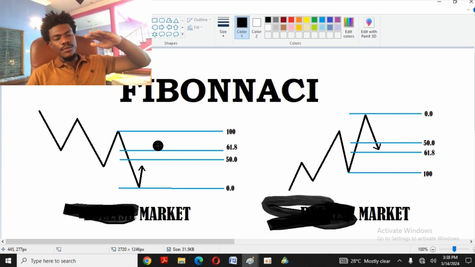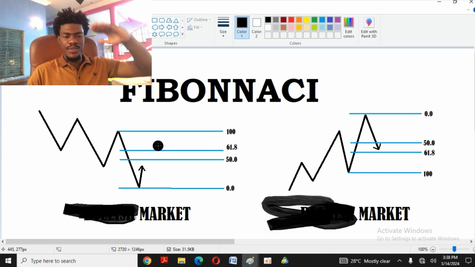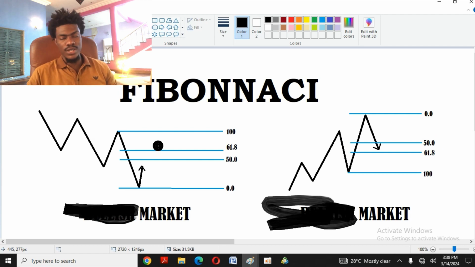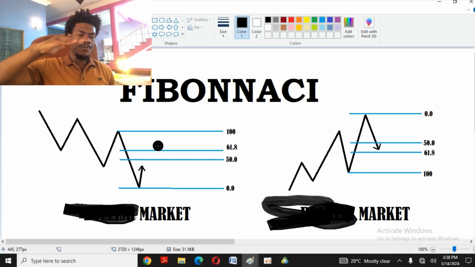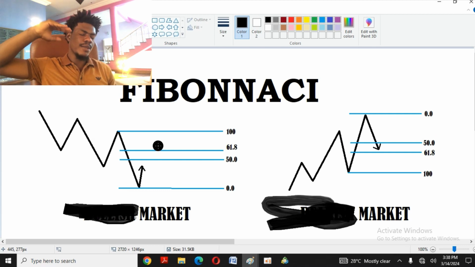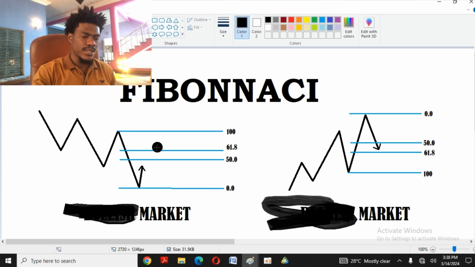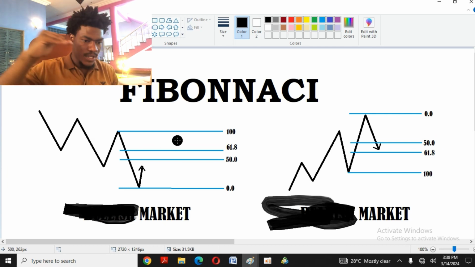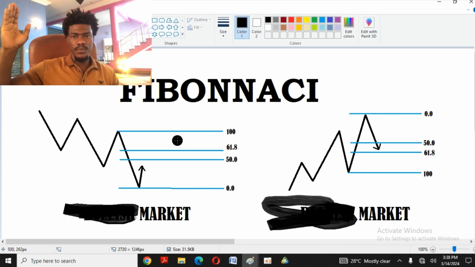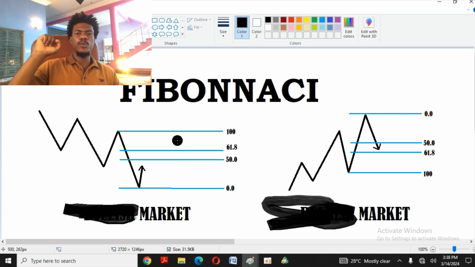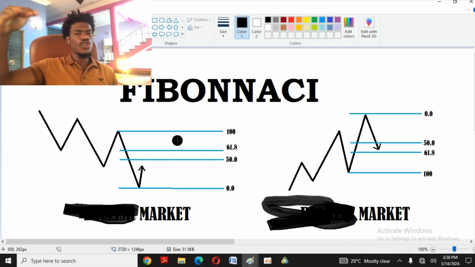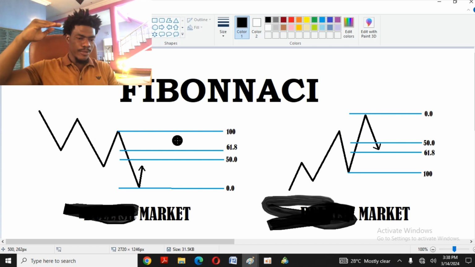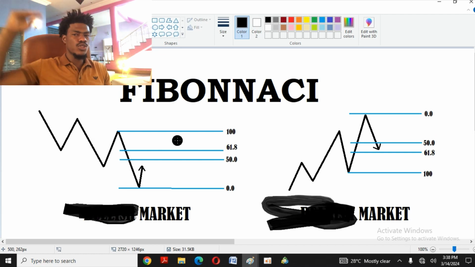Now, in a bearish market, from the 50 downwards is your discount, and from the 50 to the 100 is your premium levels. So you want to be selling anytime price gets to the 50.0 upward, not necessarily when it taps the 50.0, but anything upward. You look for other confirmations, but anything from the 50.0 up to the 100, you want to be selling.